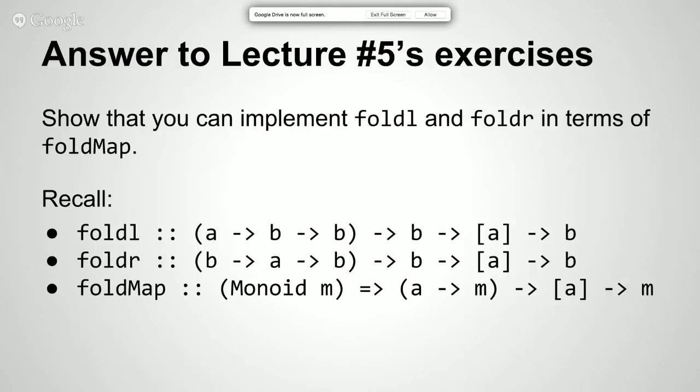of the fold. foldL starts from the left, so it goes from left to right across the list, and foldR goes right to left across the list. And foldMap is sort of the more true canonical fold. You have a function that maps into a monoid, and then your collection of A's, and you get a monoidal value.